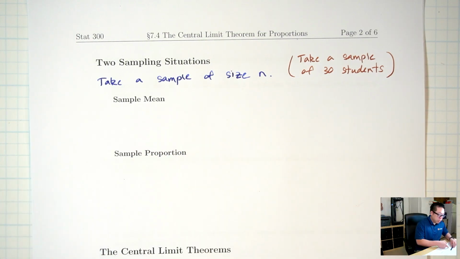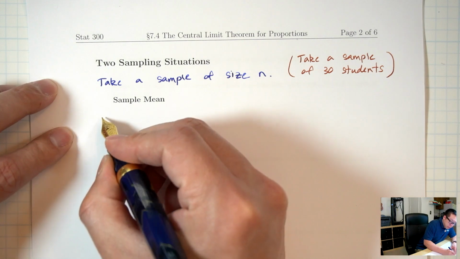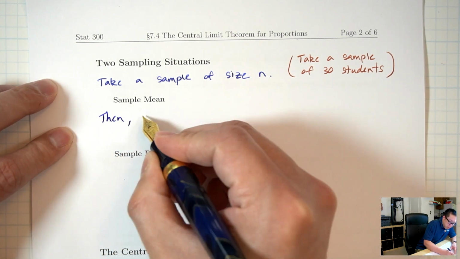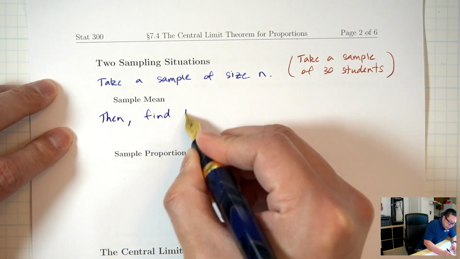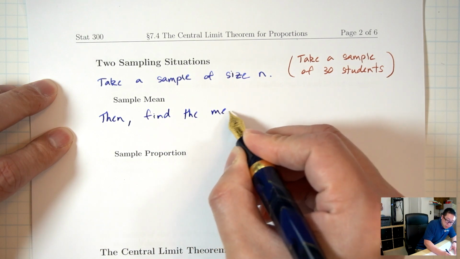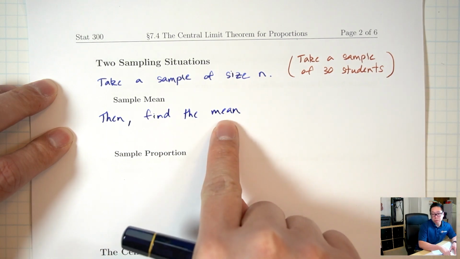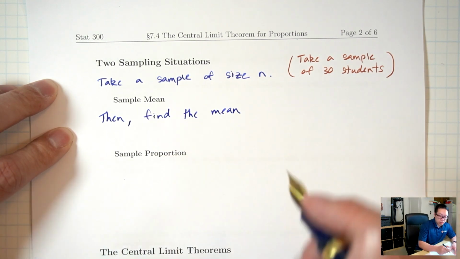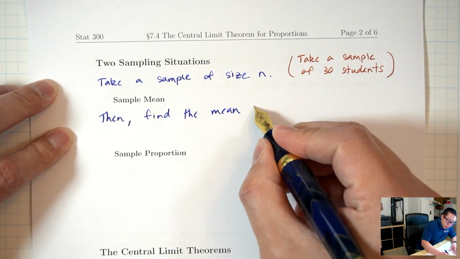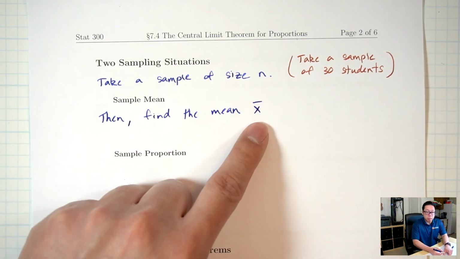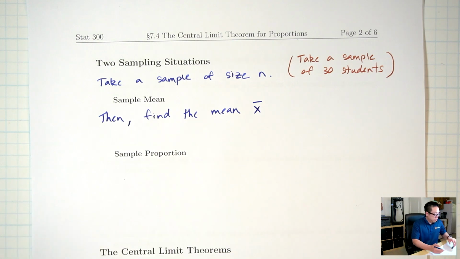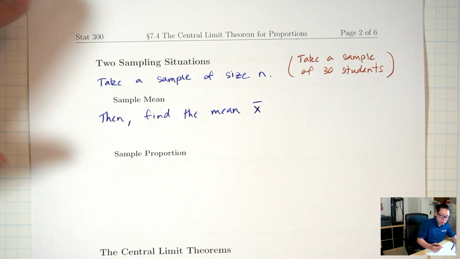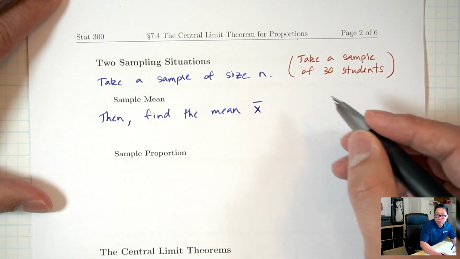So in the mean situation, you would then find the mean. Another word for mean is average, right? So find the mean or find the average. And the symbol here is x bar, right? That's the mean that you get from a sample. And in our example here, we take a sample of 30 students, and what I could do is find their average height.